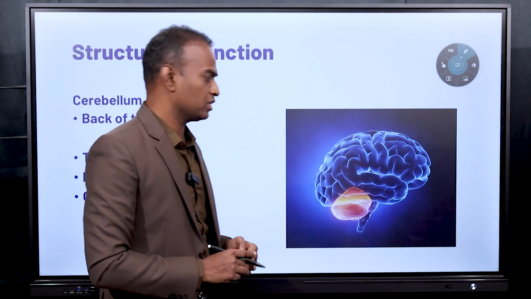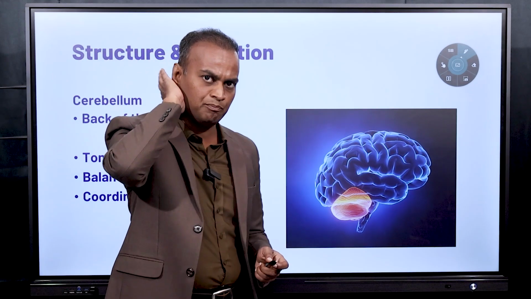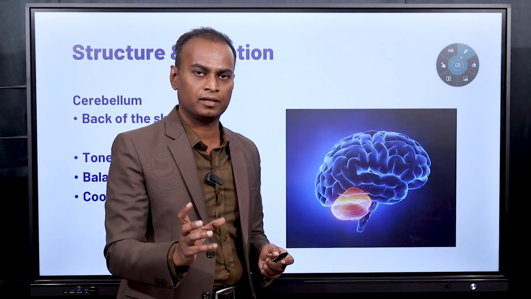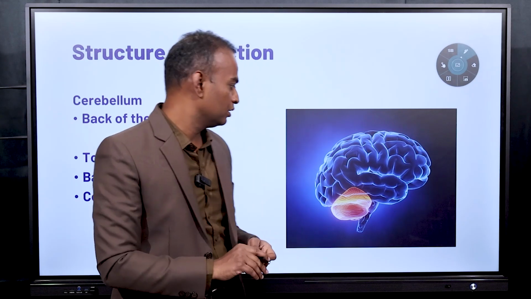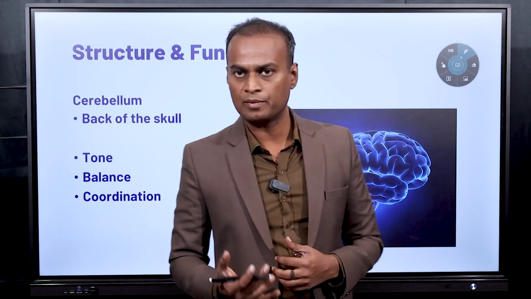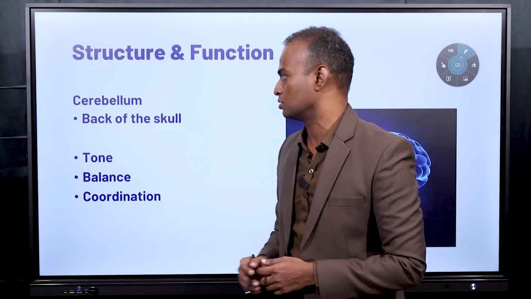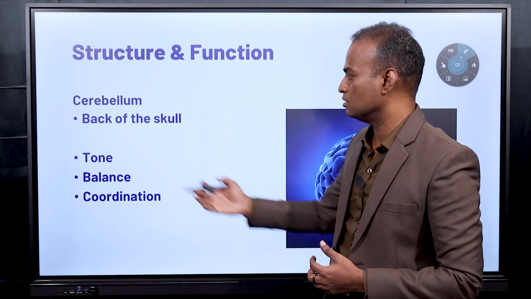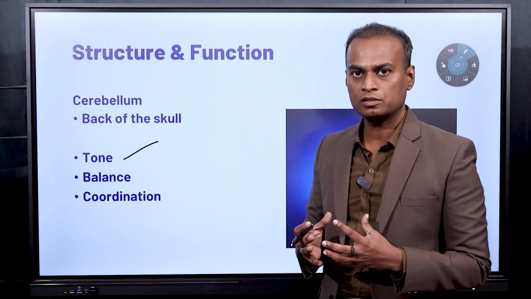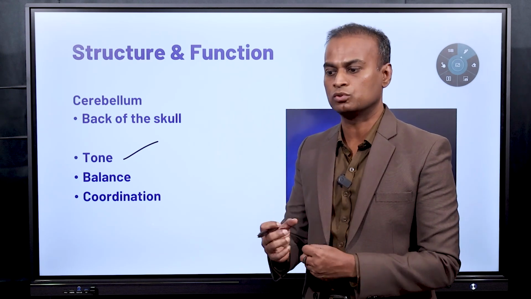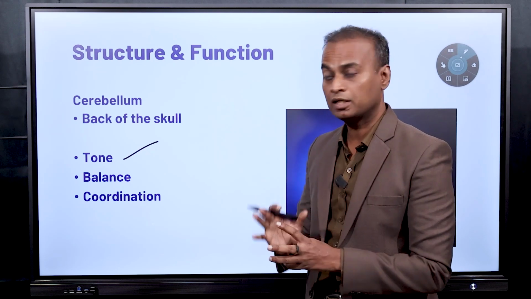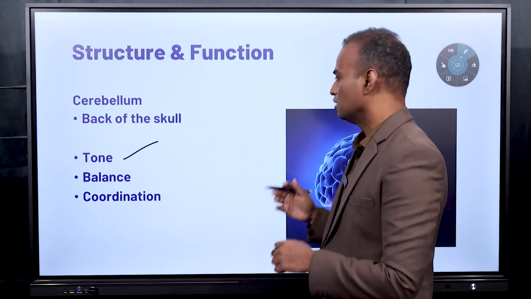Next one is cerebellum. Cerebellum is located at the back of the skull, especially here. In layman language people call it the small brain. You can see this is the cerebellum. When there is damage to the cerebellum, these things are lost. These are the functions of cerebellum. First one is tone. Your muscle should not be too tight or too loose. It should be somewhere in between. That is known as tone, and that is controlled by cerebellum.